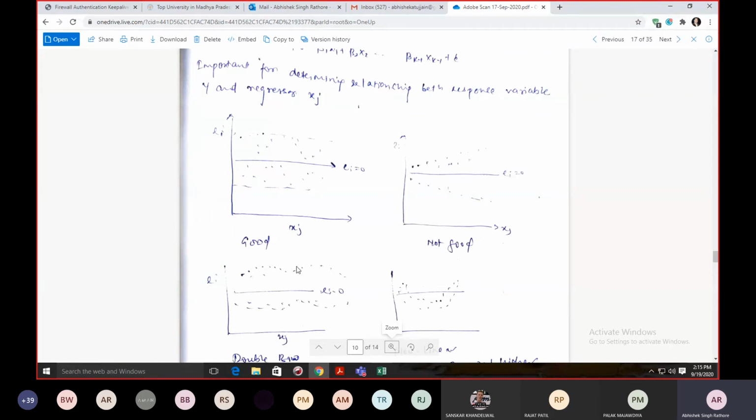Now again plotting ei, another type of graph that we get is the double bow. If you get a double bow, it means that we do not have a constant variance, and thus we can say that our model is not good. Why are we not getting constant variance? Because we started with the basic assumption of constant variance, and by this residual plot we can check that we do not have it. So it is not validating our basic assumption, and thus our model is not good.